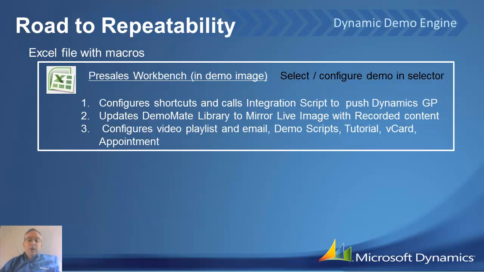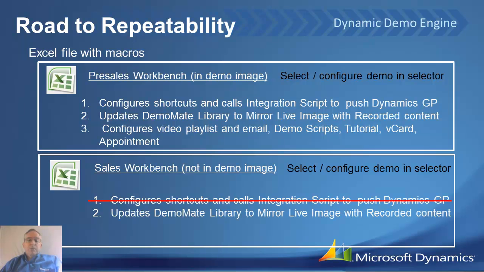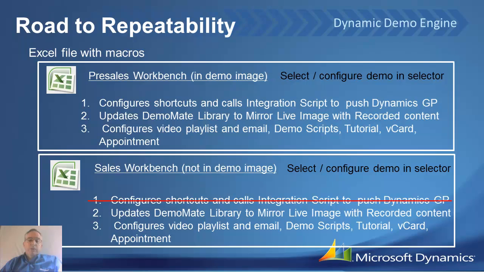We also update the demo library to mirror the same steps that we've selected in the selector for some of the recorded content that would have some audio and some demo script associated. And then the third step is it configures a video playlist and tutorial in an email, sends over a demo script, a vCard, and then creates an appointment for us automatically. So that's the pre-sales workbench, and it's connected to the image and knows how to push the pre-configured content over.